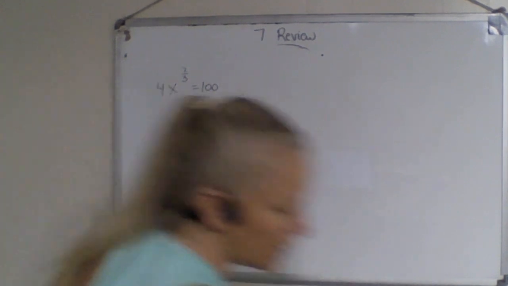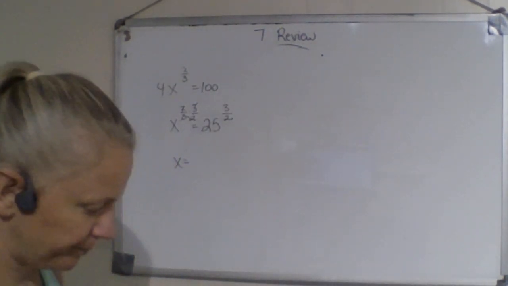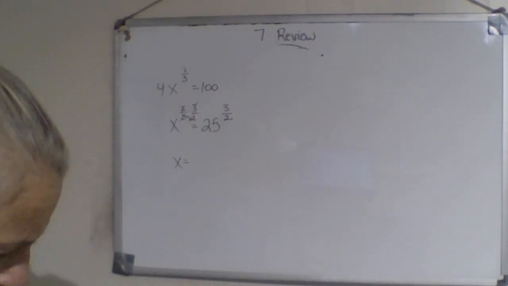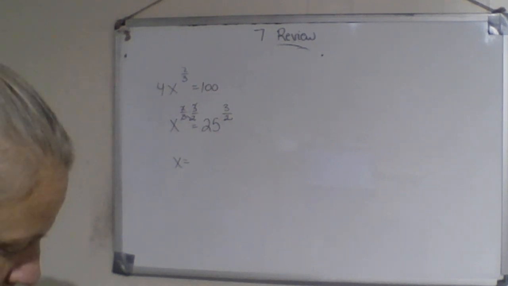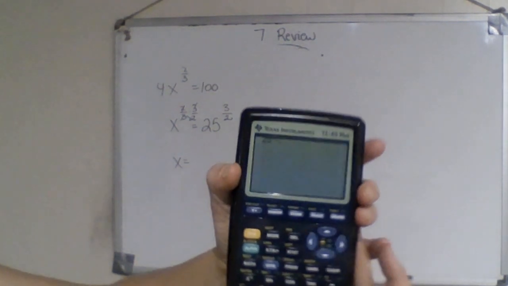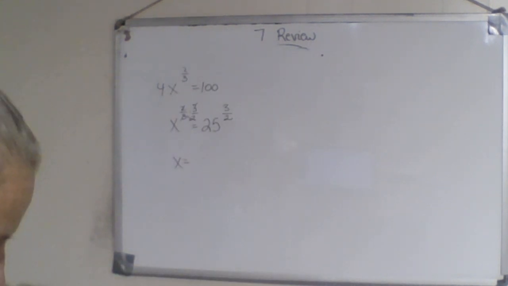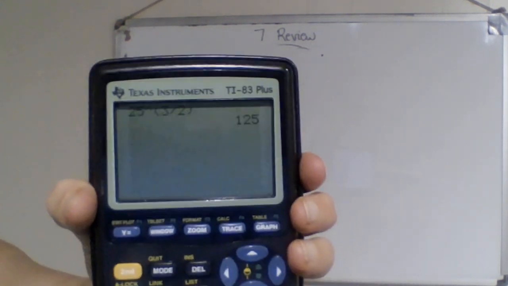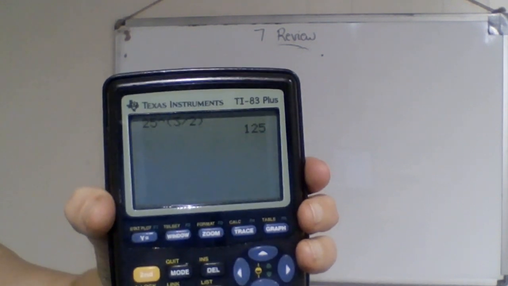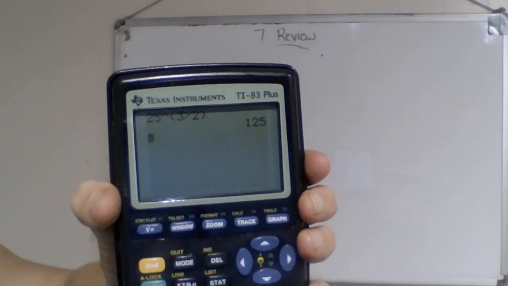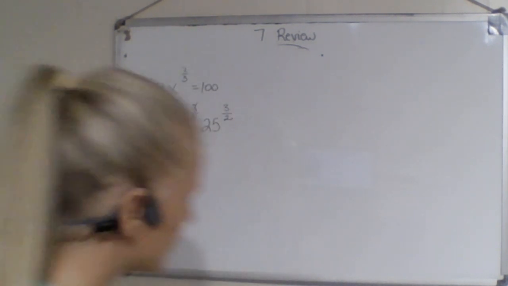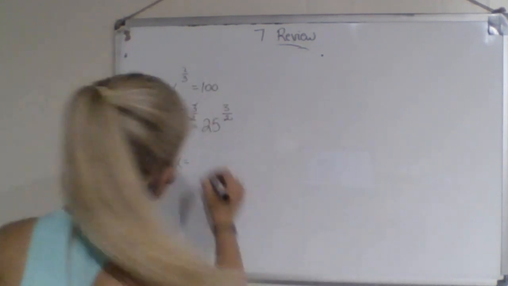x equals, and if I use this and go to clear this out, 25 raised to, and remember that is a fraction, I'm going to open parenthesis, 3 divided by 2, and close my parenthesis. My answer is 125. So we talked about this many times. When your exponent is a fraction, please put it in parentheses. So my answer is 125.